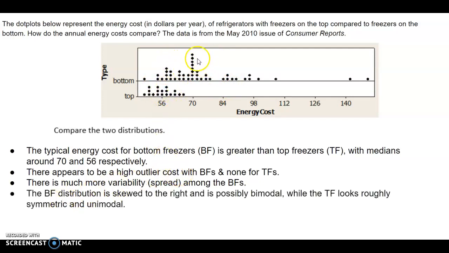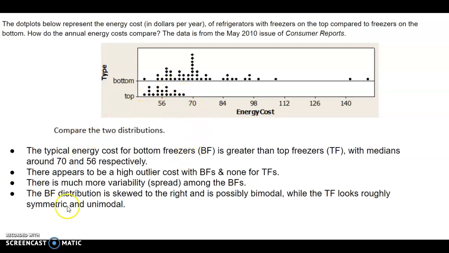And then the bottom freezers distribution is definitely skewed to the right. And it's important to use things like possibly or roughly because we don't want to say things are exact with what we're talking about right now. We just say where it looks like this, it could be this. So if you didn't include this possibly bimodal, it's okay, but it does kind of look bimodal. Like here's kind of one, and then here's the other. So possibly bimodal, but if you just said skewed to the right, that's fine. Well, top freezers look roughly symmetric, so it's not perfect symmetry, but it is roughly symmetric, and unimodal. There's just kind of one hump over here.